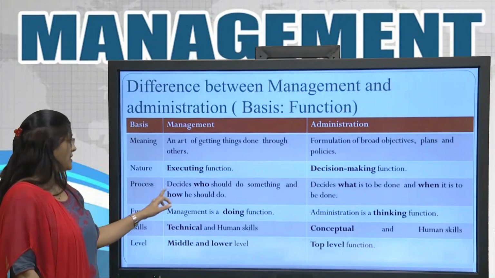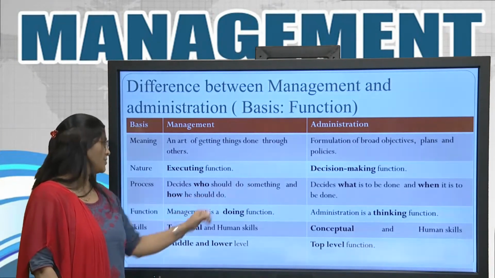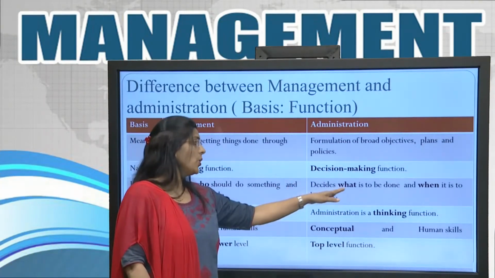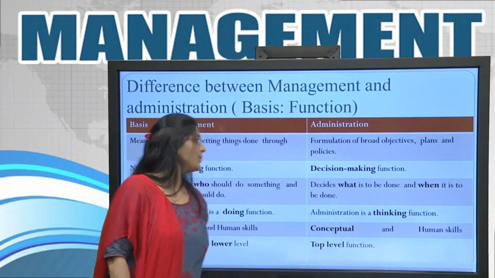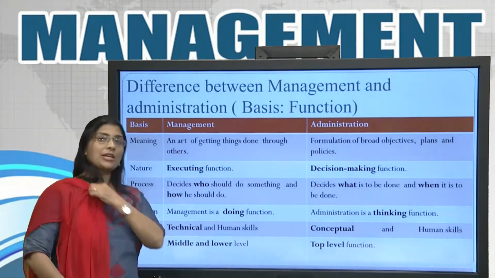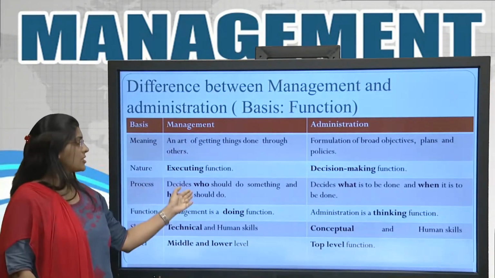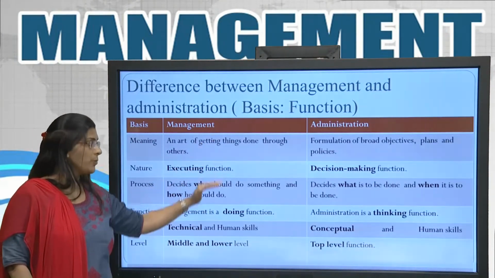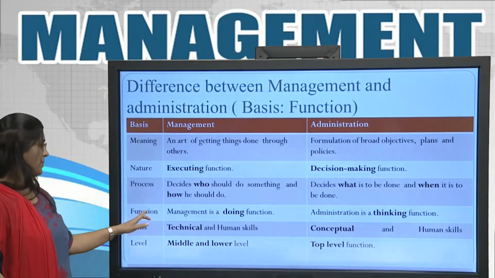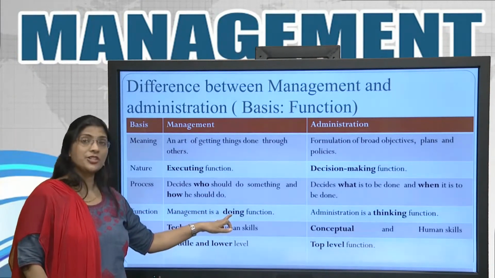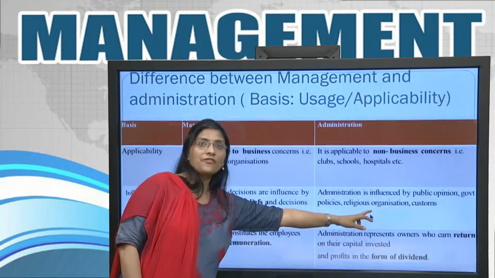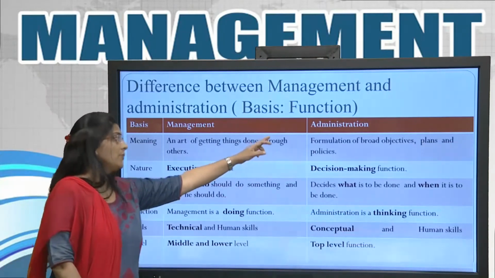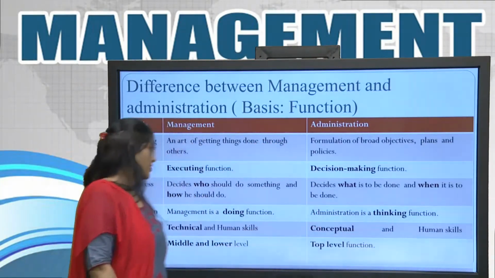On a process basis, management decides who should do something and how he should do it, while administration decides what is to be done and when it is to be done. It is very clear just by watching this explanation in tabular form. On a function basis, management is a doing function, while administration is a thinking function, which is generally done by top level management.